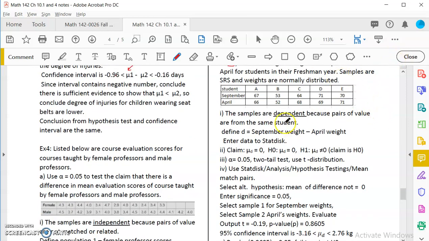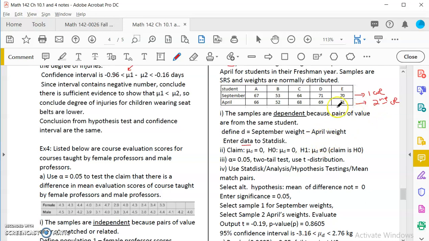So the samples are dependent because pairs of values are from the same students. And we define something called difference, which is the first minus the second, September minus April. Now, when I say enter the data to statistics, I do not mean enter D. I actually mean enter this into one column and enter this into the second column. Statistics can calculate the difference for you behind the scenes, although they don't produce it for you. If you are to find it, you have to do it on your own.